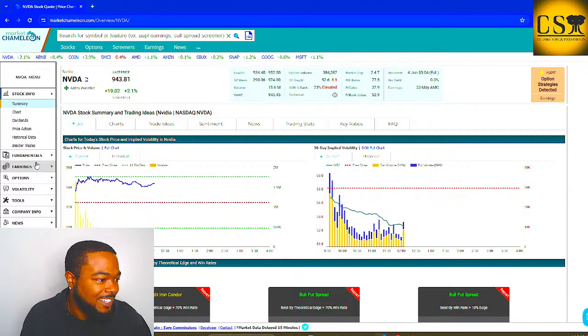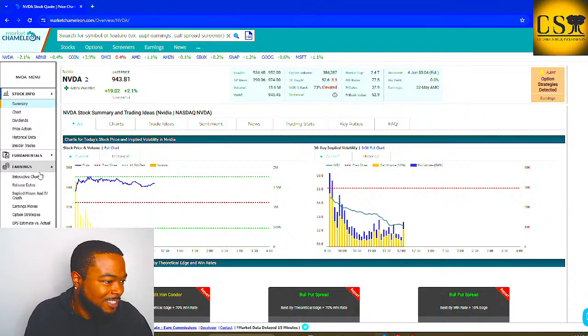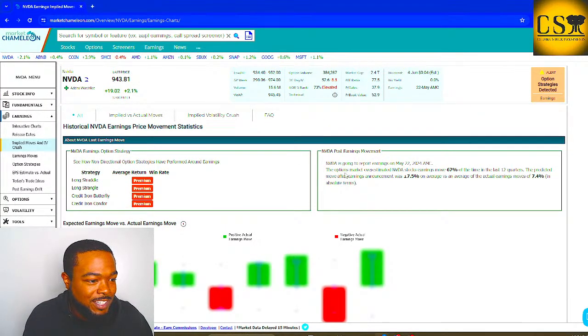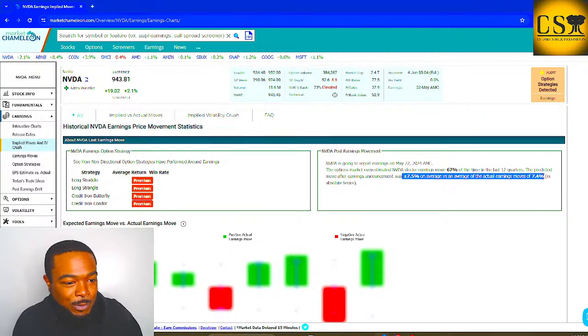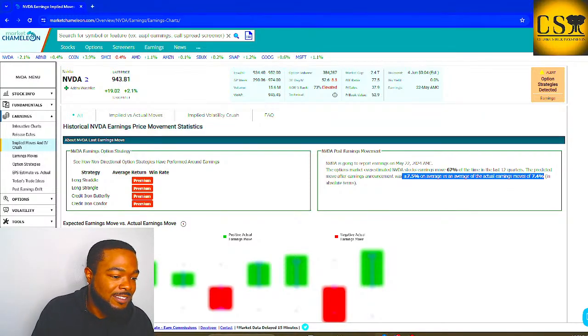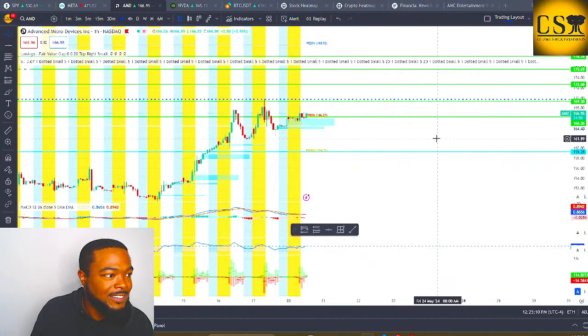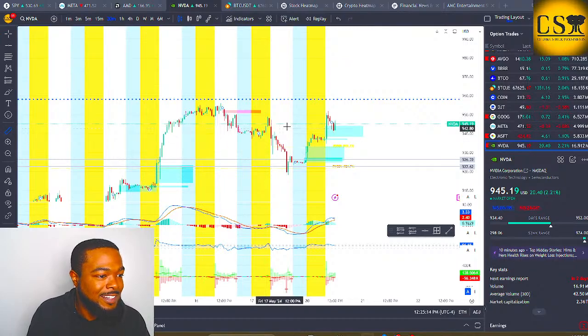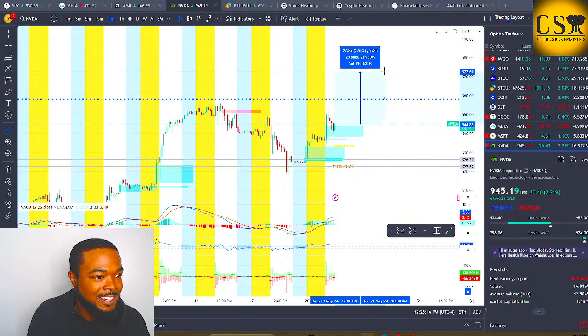Alright, so NVIDIA, I got my screen up if y'all can see it. I'm gonna put it up. The implied move, NVIDIA, predicted move was 7.5%, and the actual move was 7.4%. So yeah, about 7.5%. And what's the current price? Let's look at the price of NVIDIA right now. 945. We're gonna do 7.5% to the upside. Let's see what that comes up to.